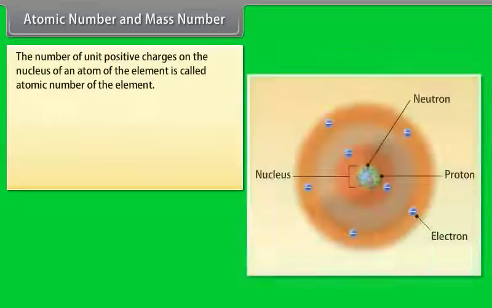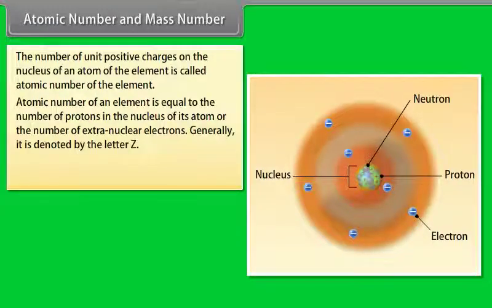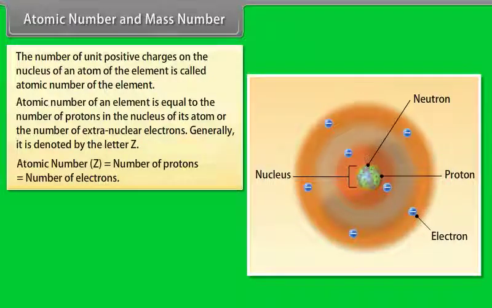Atomic number and mass number. The number of unit positive charges on the nucleus of an atom of the element is called the atomic number of the element. The atomic number of an element is equal to the number of protons in the nucleus of its atom or the number of extranuclear electrons. Generally, it is denoted by the letter Z. Atomic number Z is equal to number of protons is equal to number of electrons.